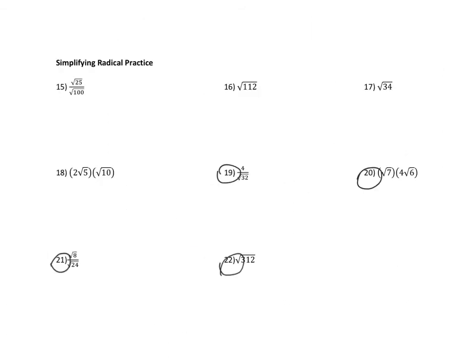Okay, last page, simplifying radicals. You guys can do all these, okay? But let's focus on 19. Well, it's division, so simplify them separately. 4 stays as 4 because it's not the square root of 4. But we do have to simplify the square root of 32. So find a perfect square that's a factor of 32. 4 is a factor, but the greatest factor is actually 16.